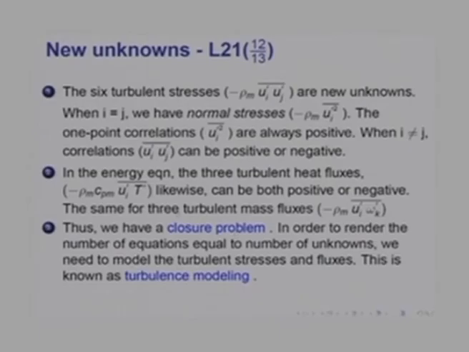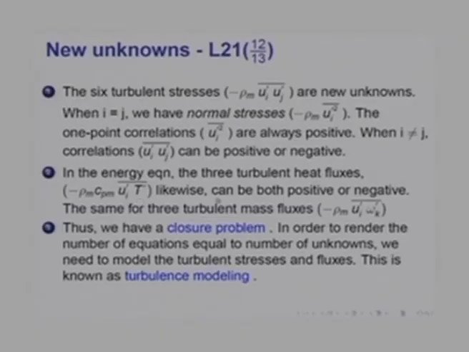So, in summary then I would say we have now in the momentum equation 6 turbulent stresses, rho_m u_i prime u_j prime. When i is equal to j, we call them normal stresses, rho_m u_i prime squared with a negative sign is called normal. When i is not equal to j, we will have shear stresses. u_i prime squared would always be positive because it is the square of the same quantity, but u_i prime u_j prime in general can be both positive or negative, depending on its location. In the energy equation again, u_i dash T prime can likewise be positive or negative.